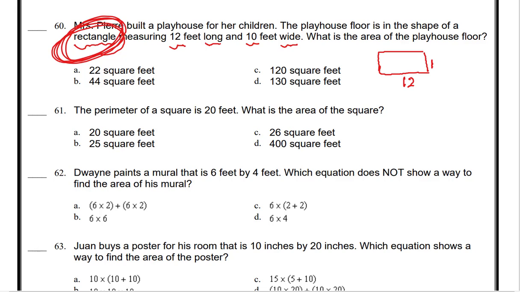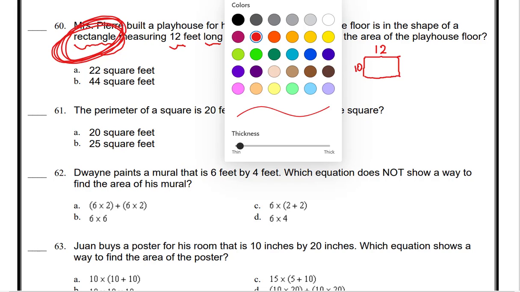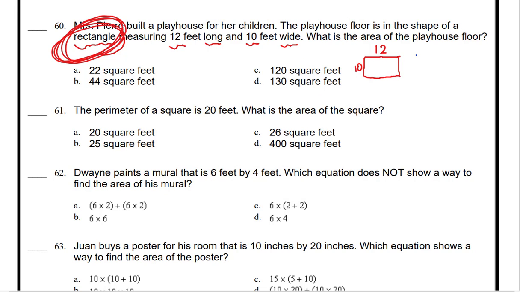Okay, I'll erase it and draw it again because I want to draw it a little bit smaller. This is the playground. This is 12 and this one is 10. To find the area, we should just multiply 12 by 10. Okay, my hero, 12 multiplied by 10 equals?